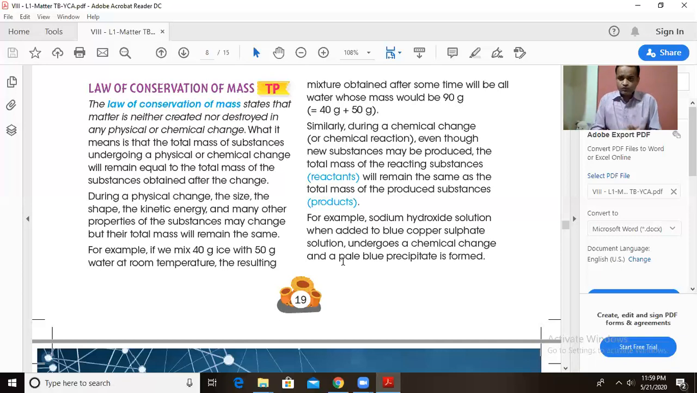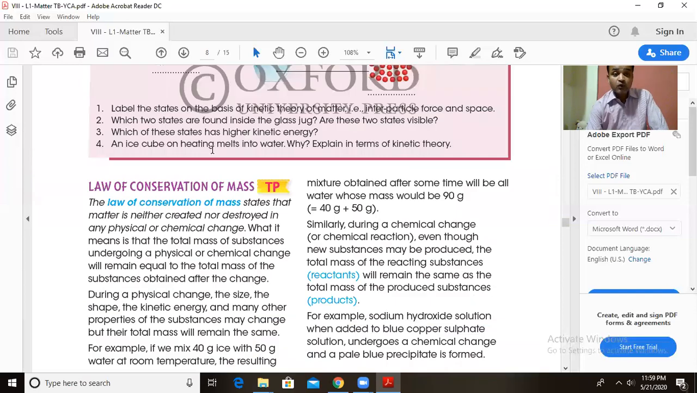This was an example of a physical change. In a physical change, only the state of matter changes; the composition remains the same. In a chemical change, the composition of the substance changes and a new substance or new substances are formed. Let us see one example of a chemical change also to study this law of conservation of mass.